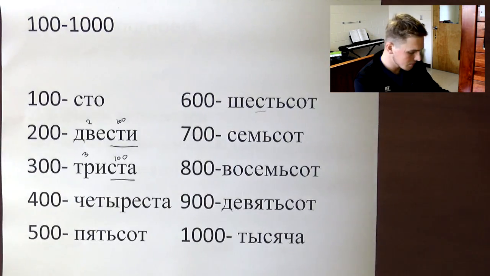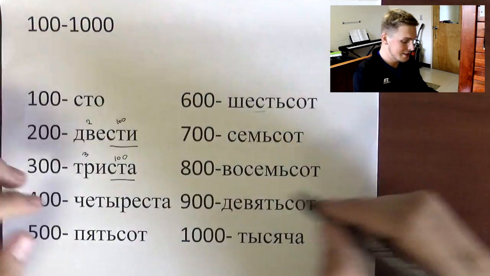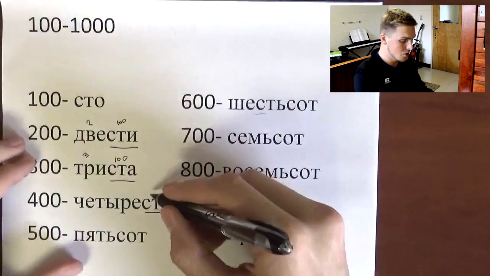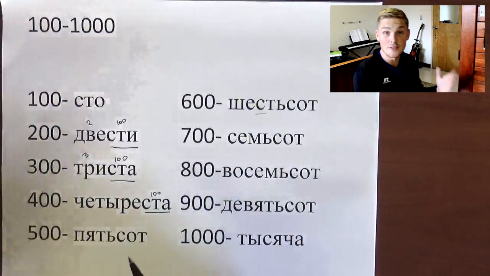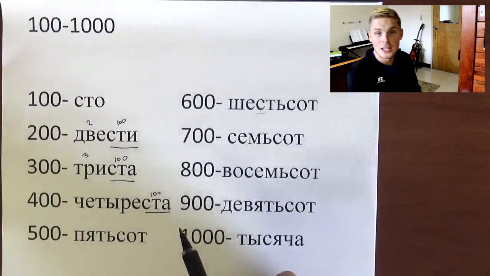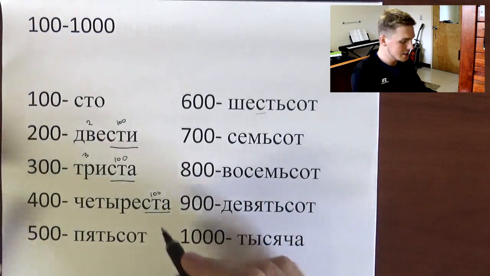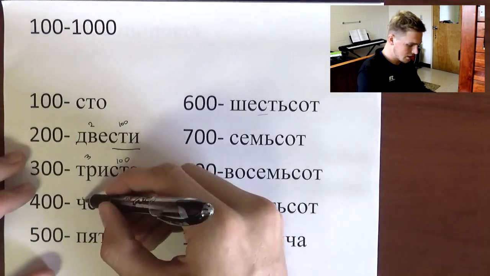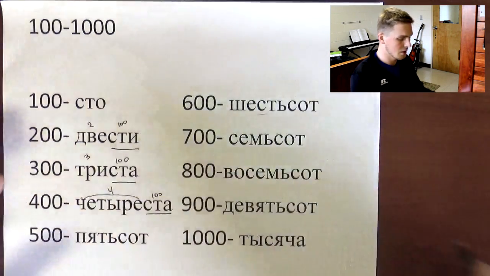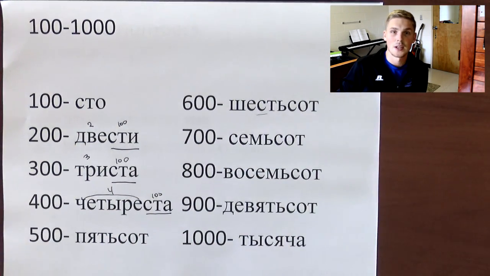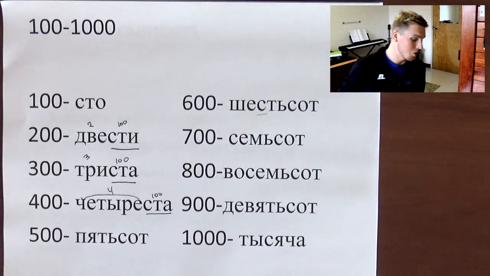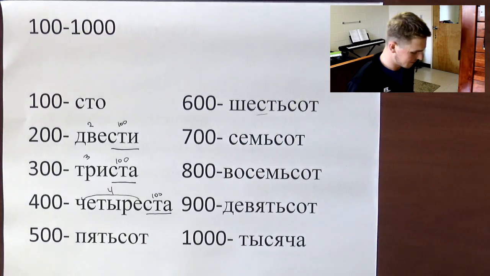And then the same sta over here, which is going to be 100, but since it's 400, instead of 3, it's going to be 4. 4 sta. So 400. If you want to repeat after me, go ahead and do that. It's going to help you a lot, I believe.